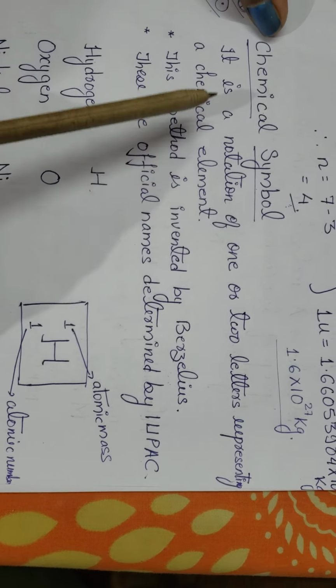Okay, so this is about atomicity. Atomicity is nothing but the number of atoms present in one molecule. It can be monoatomic or it can be polyatomic. Now, when we talk about molecules, we have already taken the example of hydrogen. So in the case of hydrogen, what is happening?